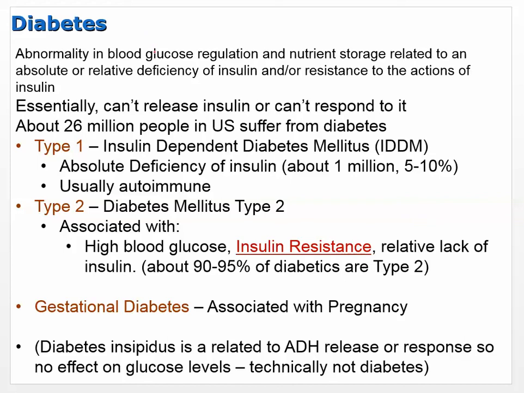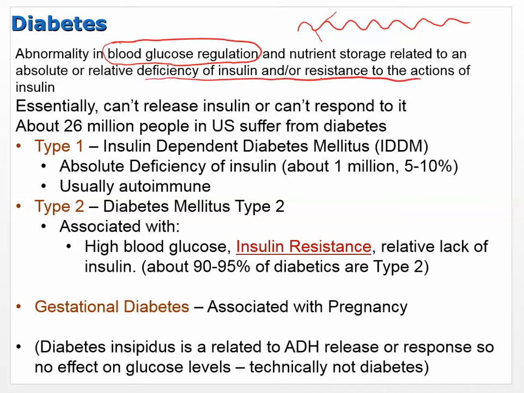So with diabetes, that means that it's an abnormality in blood glucose regulation, okay? And that's how we measure it. We monitor glucose levels, and if you're not able to keep your glucose within that tight little normal range, then that can be an indication of a certain type of diabetes that we'll talk about. So it's an abnormality in blood glucose regulation and nutrient storage related to an absolute or relative deficiency of insulin and/or a resistance. So we're tiptoeing into these types, type 1 versus type 2.